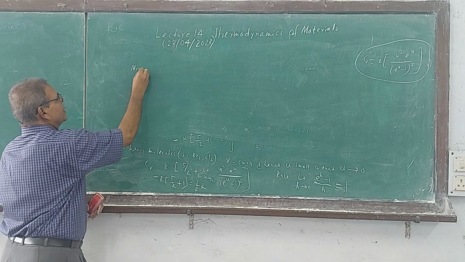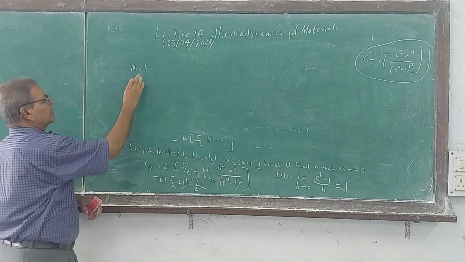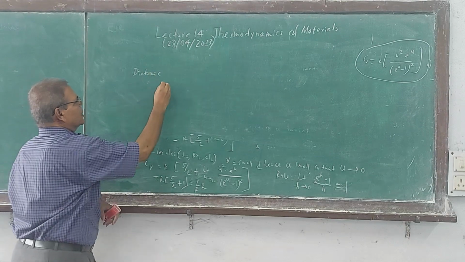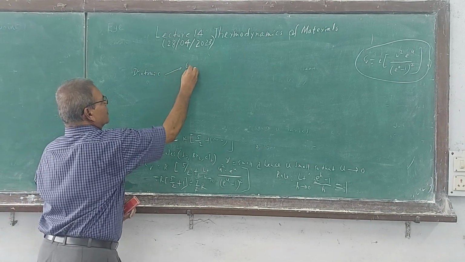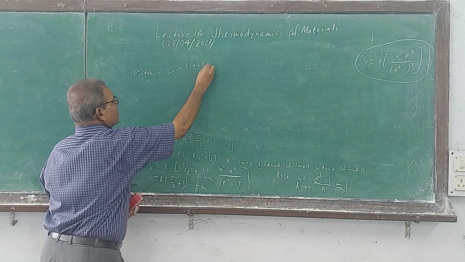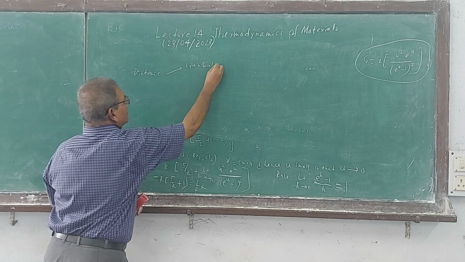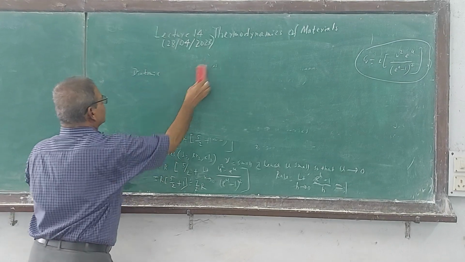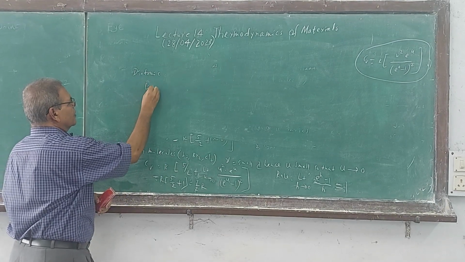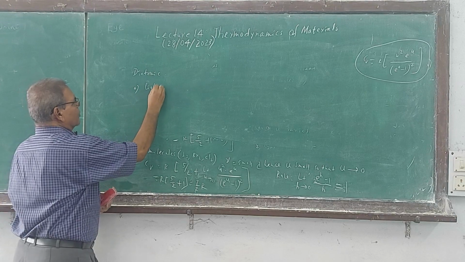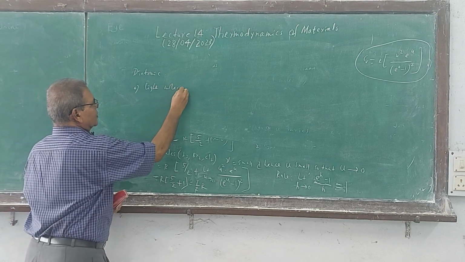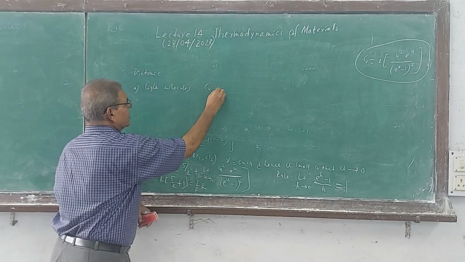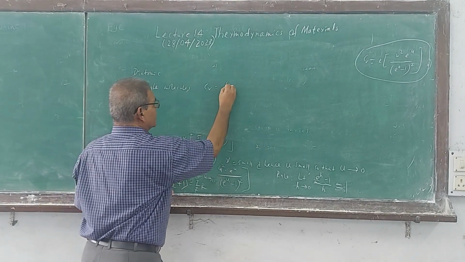Monatomic is already over. Now diatomic light molecules. You write it this way: diatomic light molecules. What is the Cv for a light molecule? Tell me. Cv, as I said a moment ago, is 5 by 2 R.